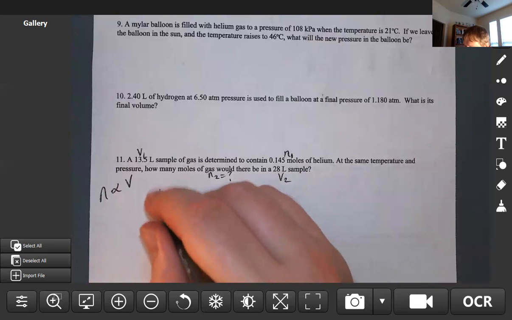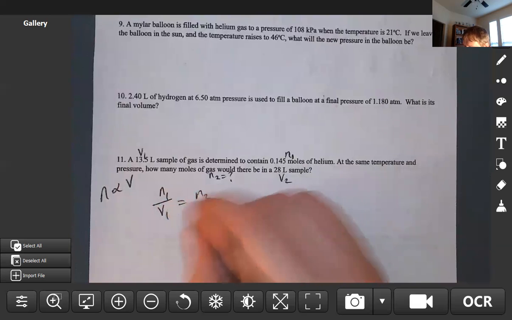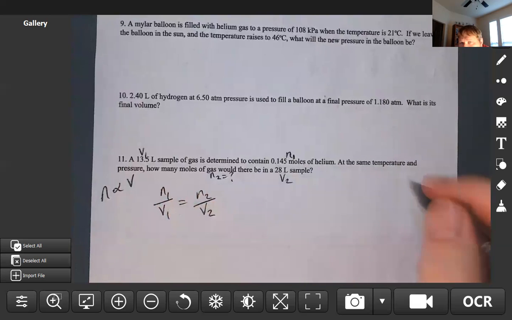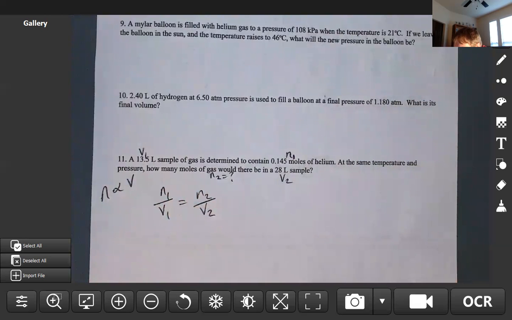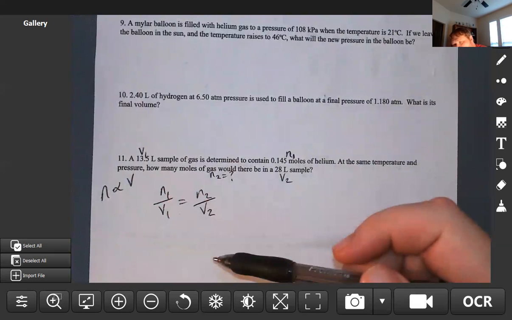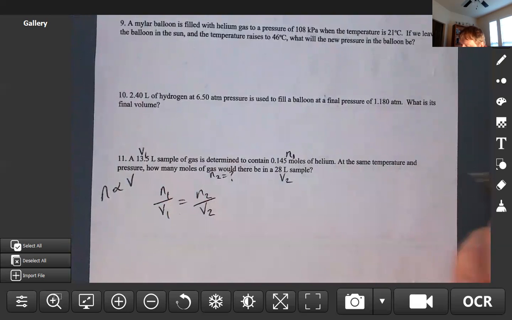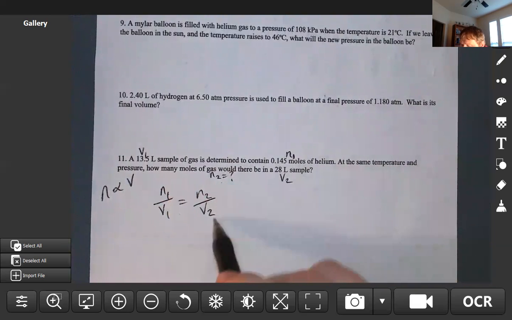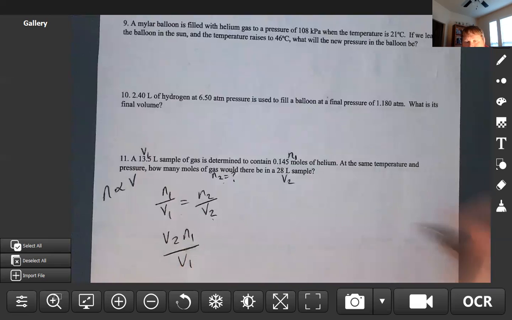So N1 over V1 equals N2 over V2. Again, all of these direct proportions, I can flip upside down. It doesn't matter what goes on top. The only thing that matters is 1 over 1, 2s over 2. You can do N over V or V over N as long as they're both the same way. We're looking for N2, so I need to multiply both sides by V2. So we get V2 N1 over V1.